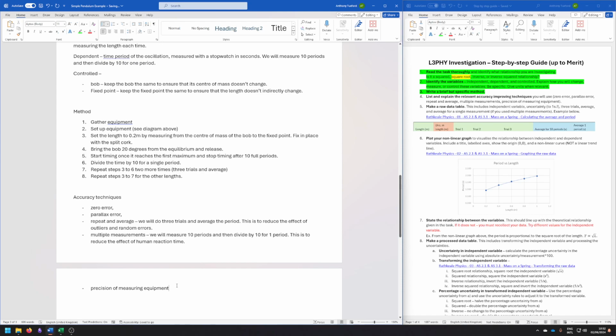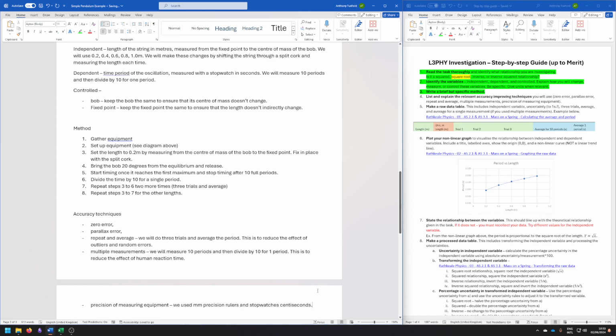Precision of the measuring equipment. We used millimeter precision rulers and stopwatches that went to centiseconds. A little bit funny, you might not have seen that before, but yeah, it is what it is. And now, of course, if we want more precise equipment, we could use a slow motion camera. For the length, we could use laser rulers, we could have some more advanced setup, but this is as precise as we went in class.